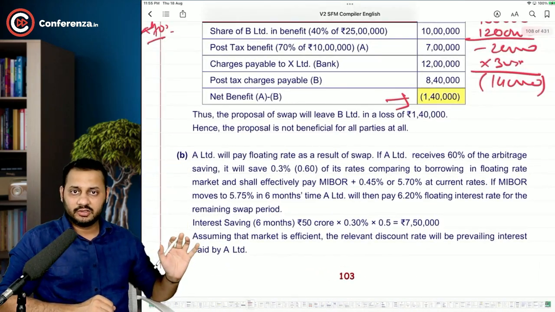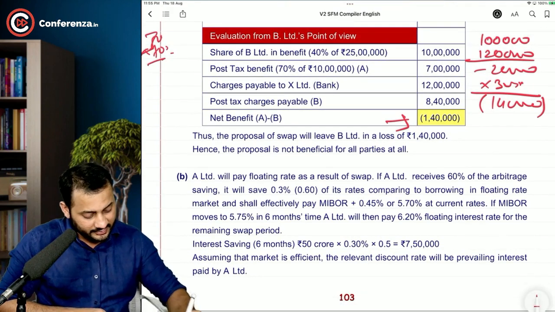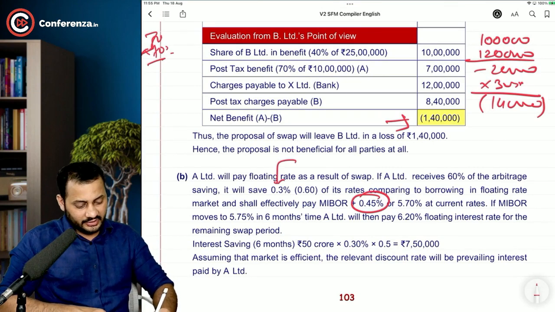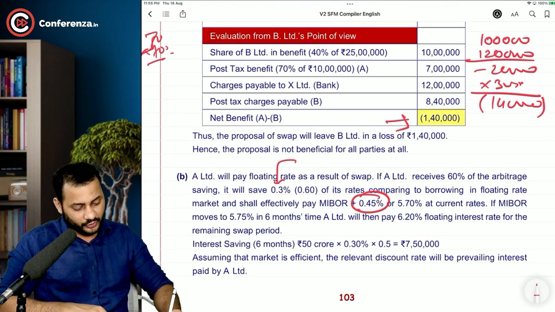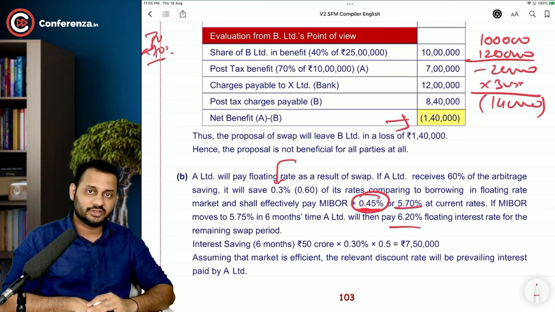I have not read this, and it is not at all required. First of all, the only thing which was required is this 0.45, adding 0.45. It means that 0.3 will be our saving. So we are going to add 0.45 in the MIBOR. So it will be 5.70 for the first 6 months and then 6.20 for the rest of the period.